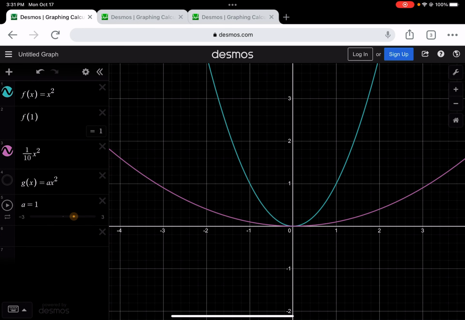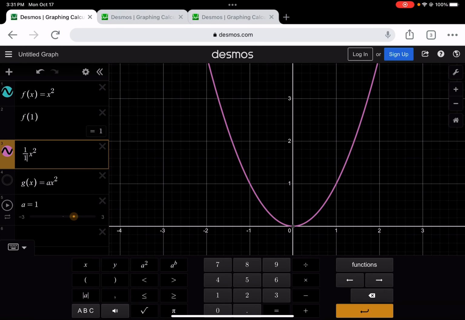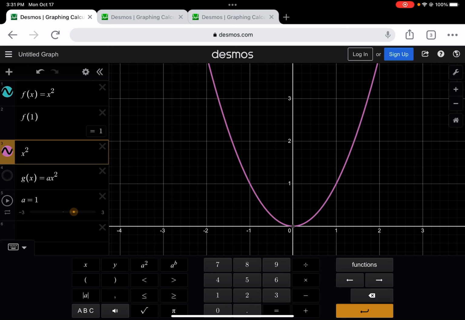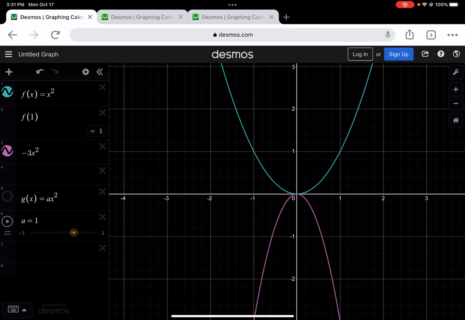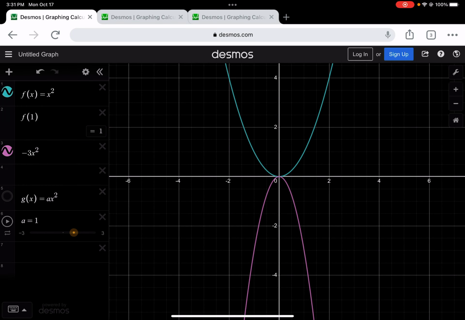What about a negative number? Let's see what happens if I make this, let's do negative 3x squared. And when I look at my picture, it's still a U. It is skinnier, but it's also flipped upside down. So that negative number in front takes my U shape and turns it upside down.